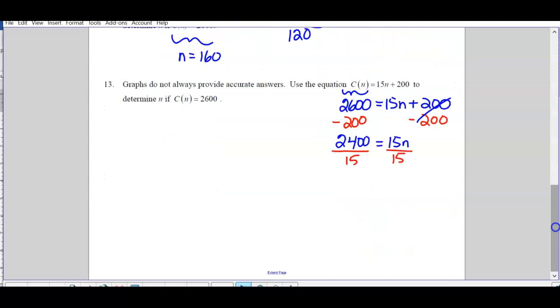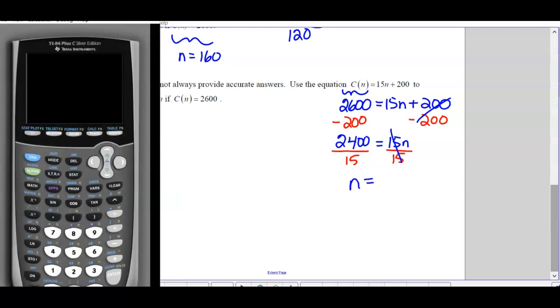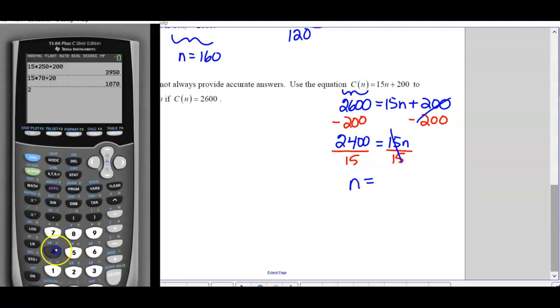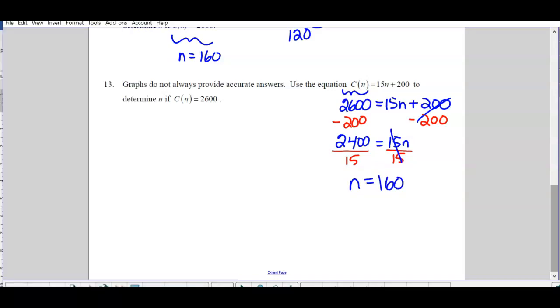The 15's divide out, so n equals 2,400 divided by 15, and we get 160. Okay, then we know we were actually correct. We said approximately before, now we're exact. So that means there are 160 guests for this application.